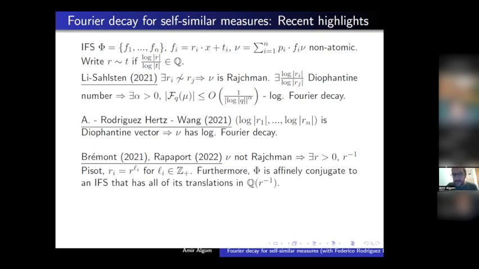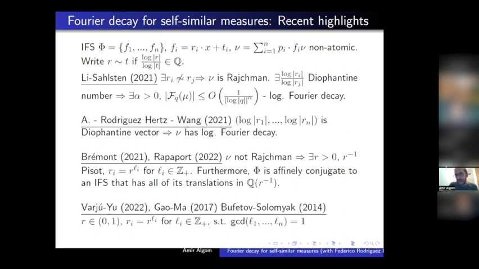Furthermore, the IFS is affinely conjugate to an IFS that has all of its translations in the corresponding extension field. So this is actually an even stronger result, an even stronger analog of the Erdős theorem for Bernoulli convolutions. So let me just say that this result is due to Brémont, and Rapaport completely resolved the Rajchman property in higher dimensions as well, but that's a little bit beyond the scope of this talk.